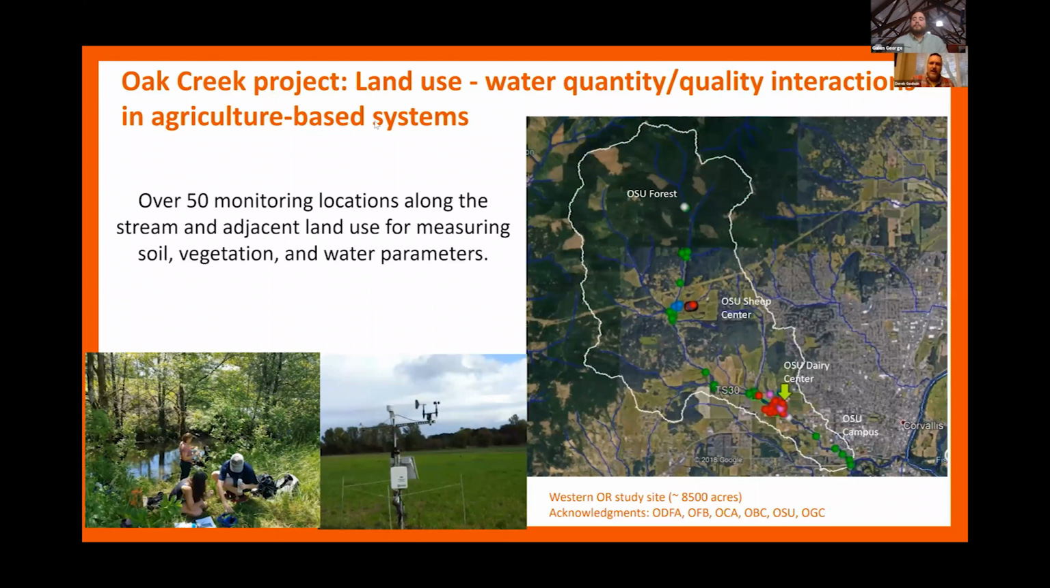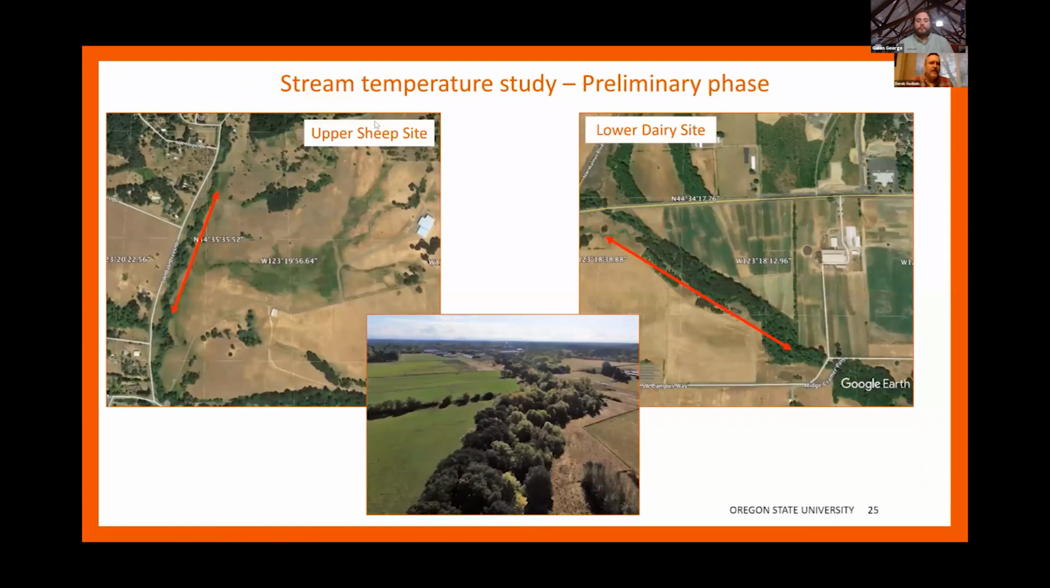I've separated out a couple of reaches here, one being the Sheep Center reach, a piece of OSU property that's grazed with sheep, and then a reach down here at our dairy, where there are dairy cows grazing that area as well. So I've zeroed in on a couple of reaches to focus on stream temperature. One is the upper sheep site, which is about 600 or so meters, and the dairy site is about 1,200 meters long.